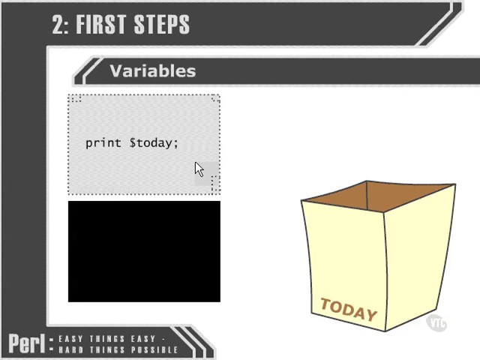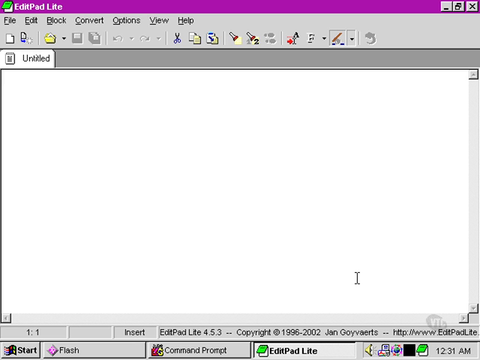So then when we ask Perl to print the value of the today variable, it returns whatever value we set to it. In this case, Monday. And it produces the value of the variable out of the box. Let's take a look back at our text editor, and we'll see an example of this in action.